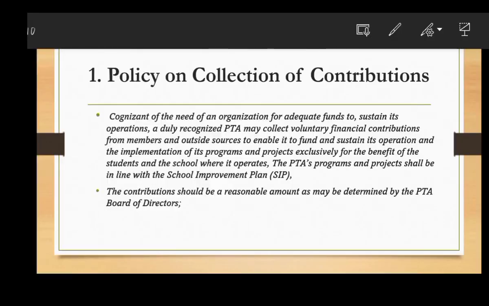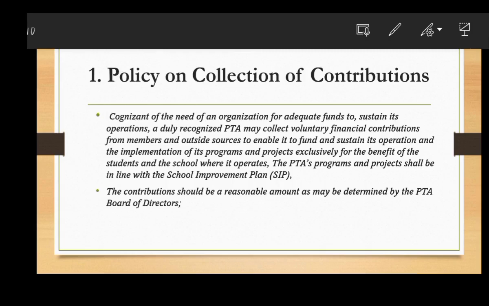First up, we have the policy on collection of contribution. Cognizant of the need of an organization for adequate funds to sustain its operation, our duly recognized PTA may collect voluntary financial contributions from members and outside sources to enable it to fund and sustain its operations and the implementation of its programs and projects exclusively for the benefit of the students and for the school where it operates. The PTA's programs and projects shall be in line with the school improvement plan.